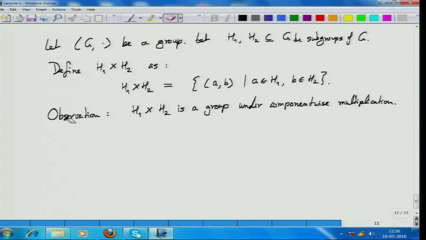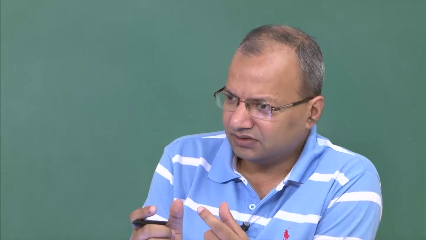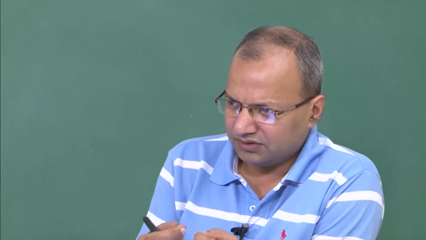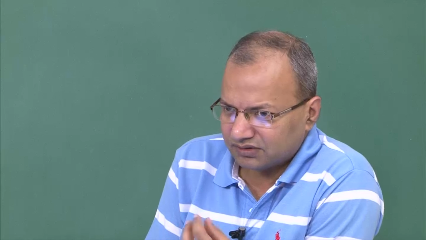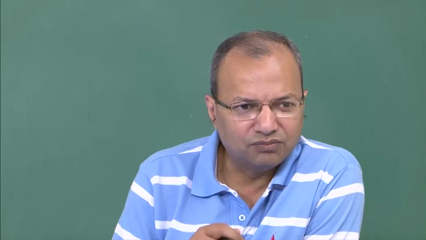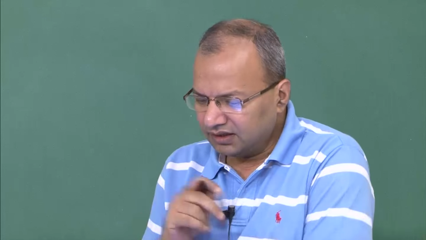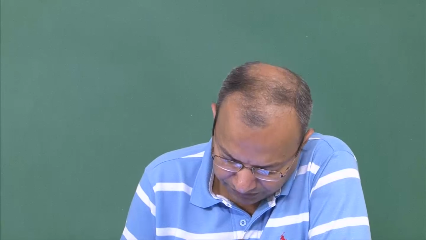In fact, instead of calling it an observation, this is really a lemma. H1 cross H2 is a group under component-wise multiplication. You understand what component-wise multiplication is? The elements of H1 cross H2 are pairs. So, given two such pairs, you multiply them component-wise. And there is a natural way of doing it because the first component belongs to H1, the second component belongs to H2, and there is a multiplication operation defined on both H1 and H2. The interesting thing is that this is a group. Why?